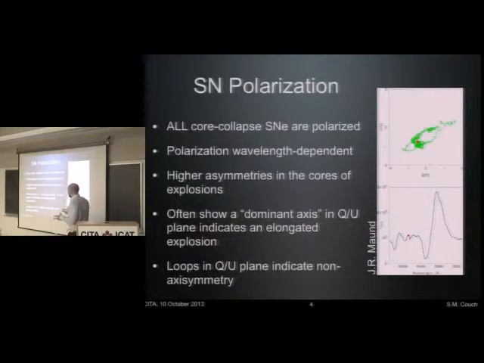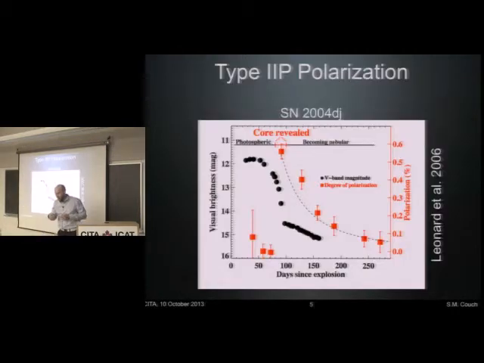This is often interpreted as some sort of dominant axis in the actual geometry of the explosion, so a prolate geometry. And these loops, the fact that they're not going straight out and straight back, mean that there's actually some non-axisymmetric structure around that dominant axis in the explosion, which is also important. So not only is the polarization spectrally dependent, it's also time dependent.